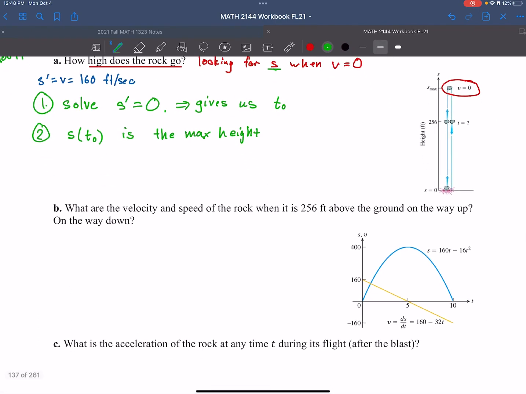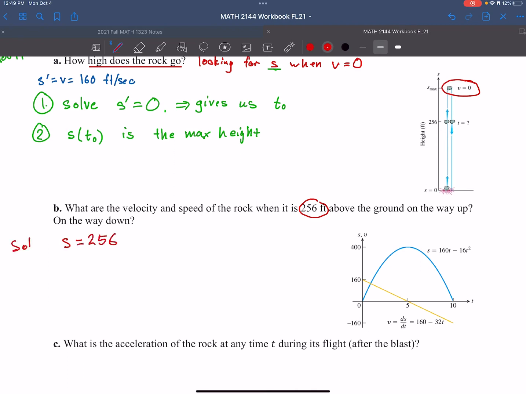Part B is: what are the velocity and speed of the rock when it is 156 feet above the ground? So let's think about this. This right here, what is it? Is it a time, a height, a velocity, an acceleration? It's a position, it's a height. Look at the units, feet. So it's not a second. There's no rate of change, so it's not feet per second or anything like that. What we're given here is S is equal to 256 feet.